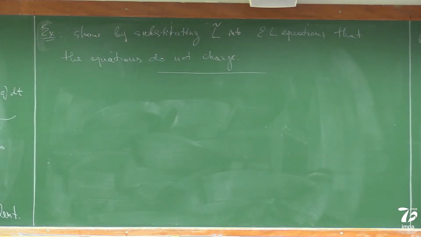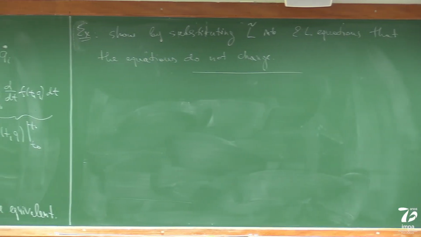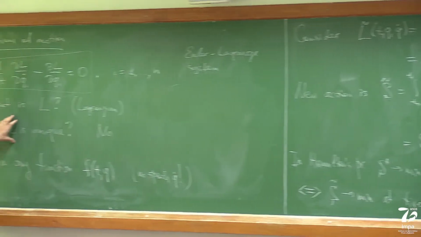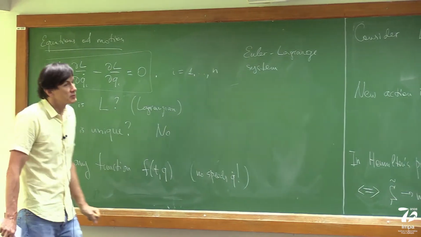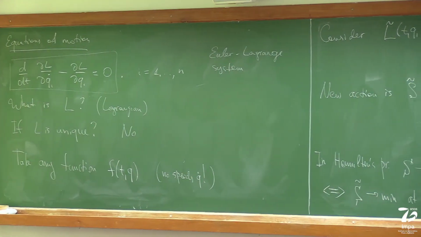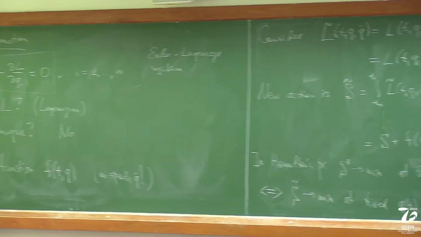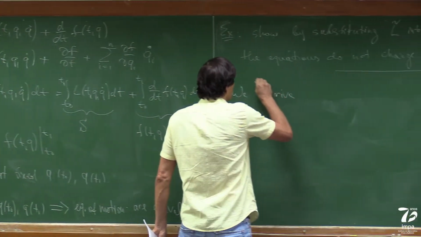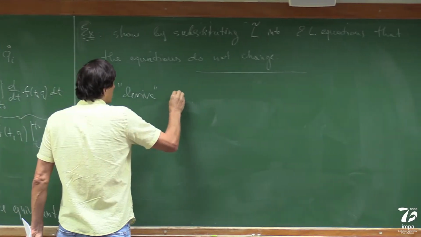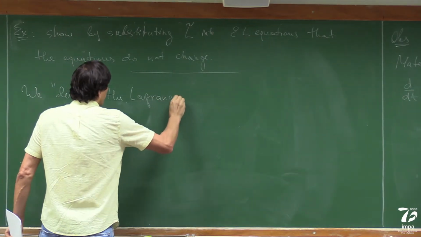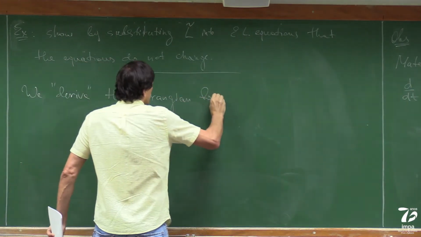So after we figured out that L is not quite unique, we still need L. We still need a Lagrangian function. So where do you take the Lagrangian function from? We will derive, I will put it in quotes, the Lagrangian from a symmetry.